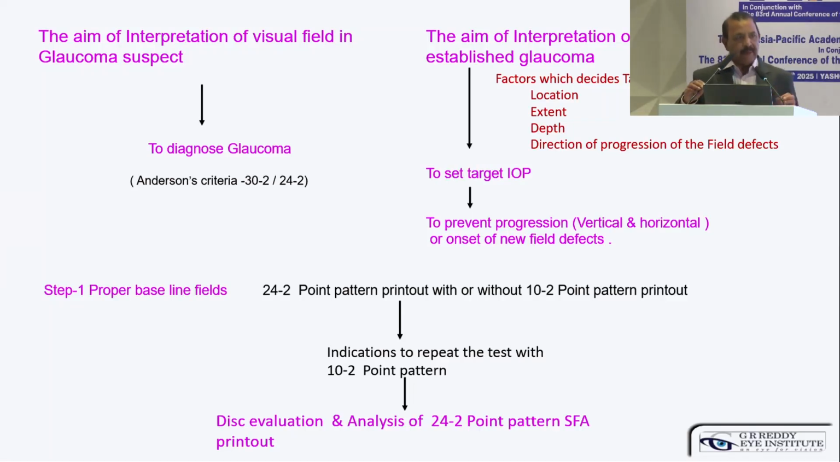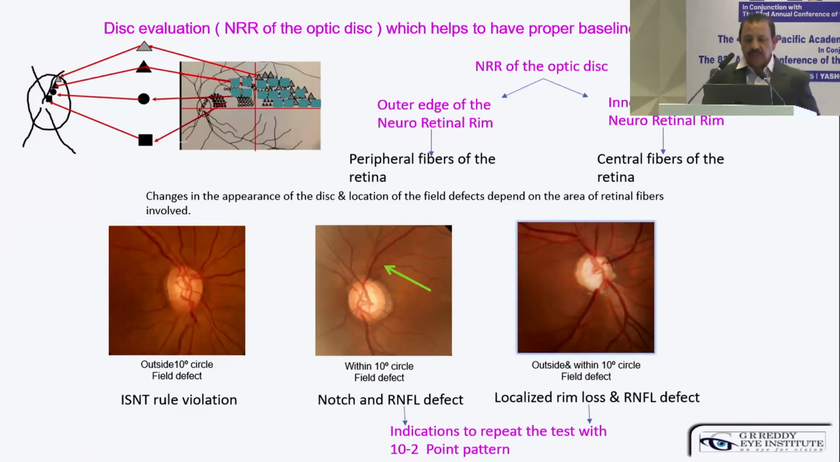What do you understand by proper baseline field? Normally when we suspect glaucoma, we ask for 24-2 and we see the indications for 10-2. And the indications of 10-2 start from disc evaluation and proper evaluation of 24-2. As you know, the neuroretinal rim's outer edge is formed from the peripheral fibers, which enter at the outer edge of the neuroretinal rim.